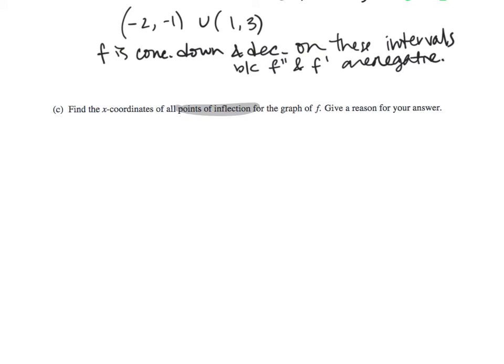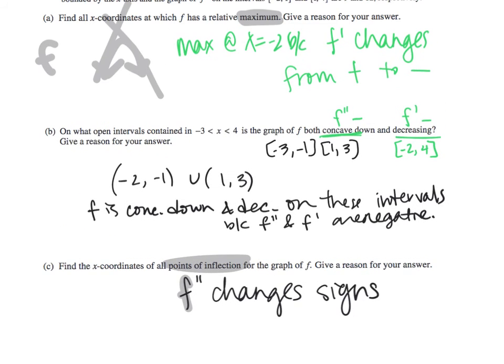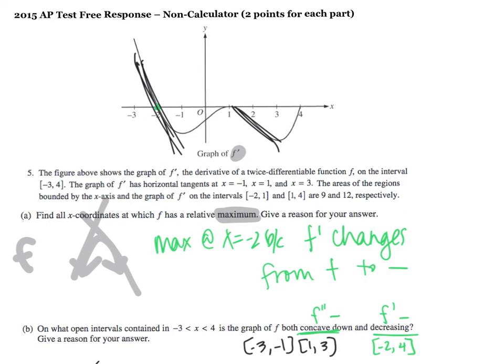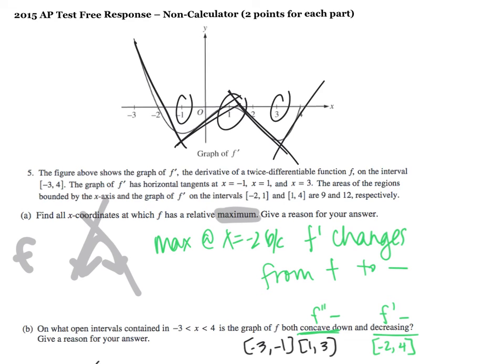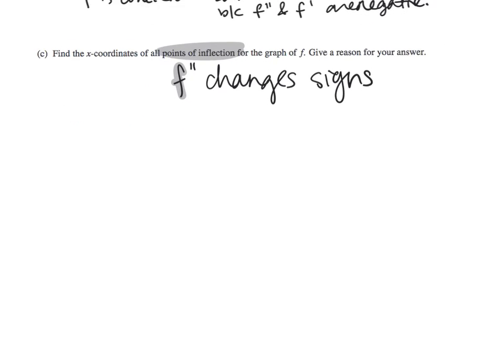All right, points of inflection happen when that second derivative, when f double prime, changes signs. Well, my second derivative is the slope of the first. So when is the slope of my first derivative changing signs? Let's get a fresh graph. My slope of f prime is changing signs from negative to positive at -1, from positive to negative at 1, and from negative to positive at 3. So I'd say we have 3 points of inflection, -1, 1, and 3. And I'd say my answer is points of inflection at x equals -1, 1, and 3 because my f double prime changes signs.